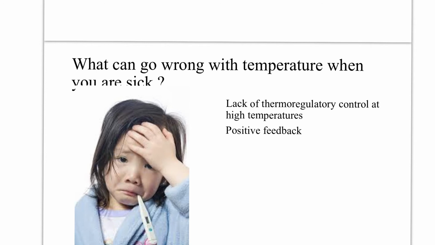But if you go too hot, to about 41 or above, this becomes really dangerous because you lose regulatory control. Basically this section of your hypothalamus stops working and you get positive feedback. So you just get hotter and hotter and hotter. This can become really dangerous, which is why when you're sick, the doctors monitor your body temperature and they might have to do things actively to cool you down.